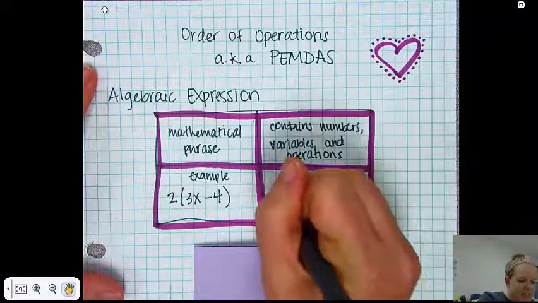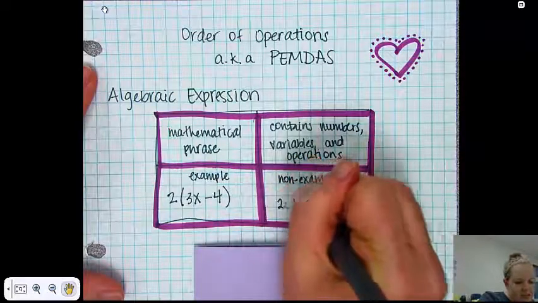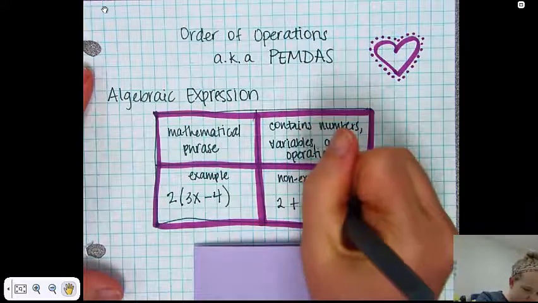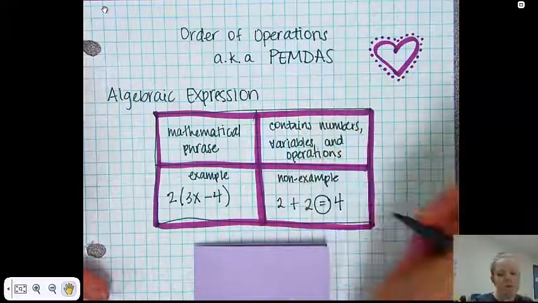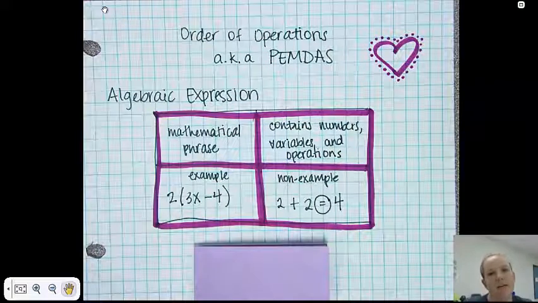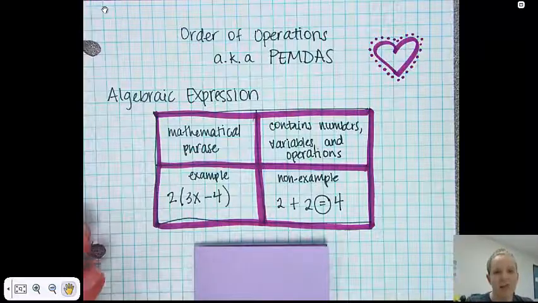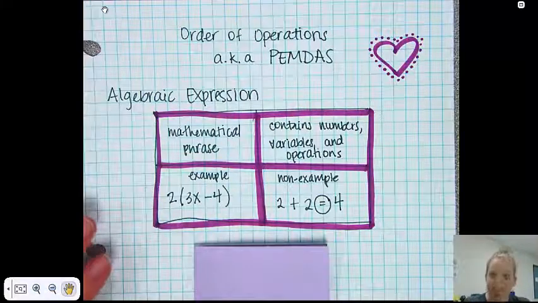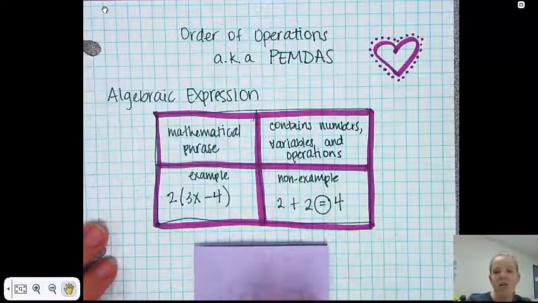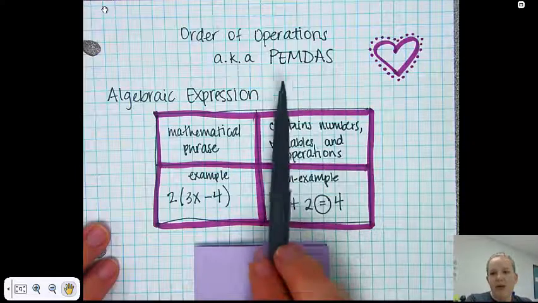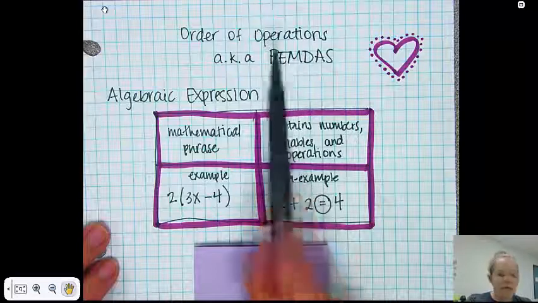A non-example would be this right here: 2 plus 2 equals 4. The thing that makes this a non-example is that it has an equal sign. So you can always tell if it's an algebraic expression or not, based on whether or not it has an equal sign. If it has an equal sign, it's not an expression, it's an equation. So whenever we have algebraic expressions like this, we are going to simplify them using PEMDAS or order of operations.